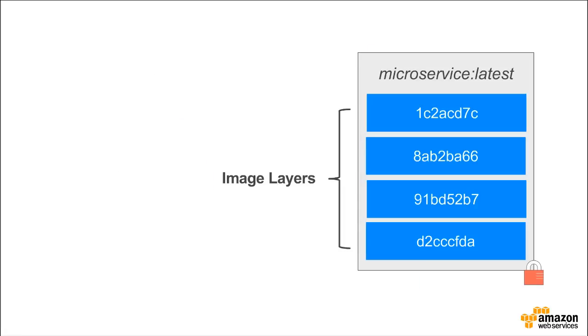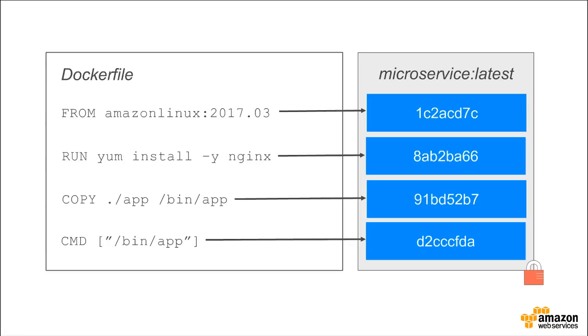A Docker image is composed of a set of layers, and these layers build upon each other. So here we have a hypothetical Docker image called microservice, tagged with the latest tag, and we have 4 layers that constitute this Docker image. Each layer represents work done within the Dockerfile directives. So the Dockerfile directives define what is in that layer.